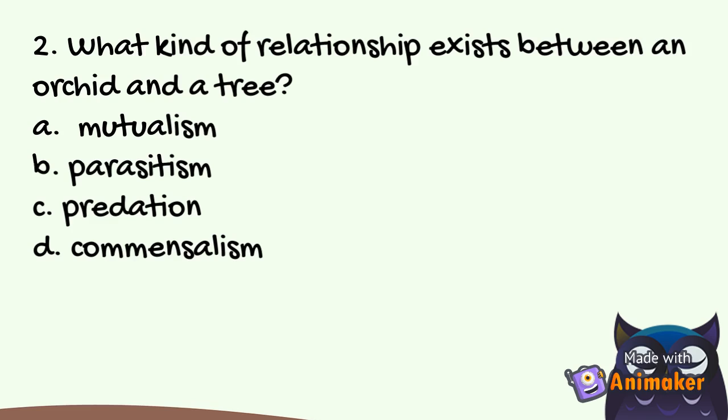2. What kind of relationship exists between an orchid and a tree? A. Mutualism. B. Parasitism. C. Predation. D. Commensalism. The correct answer is letter D, commensalism.